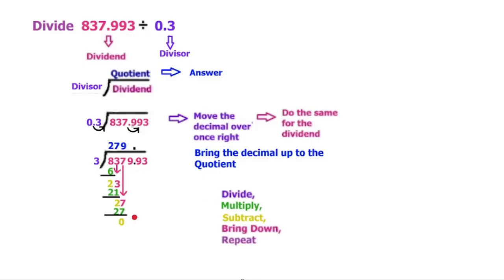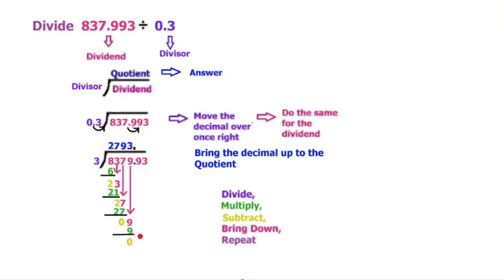Now we bring down. We bring down the 9 to meet the 0. So we're basically left with 9. So now we repeat. So we divide. 3, how many times does 3 fit into 9? We know that it fits in 3 times. So we put a 3 here. Now we multiply. 3 times 3 is equal to 9. And now we subtract. 9 minus 9 gives us 0.